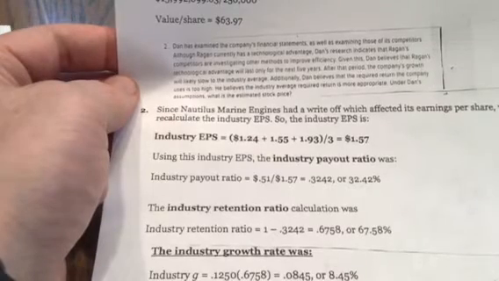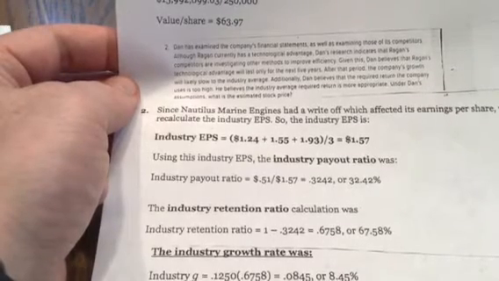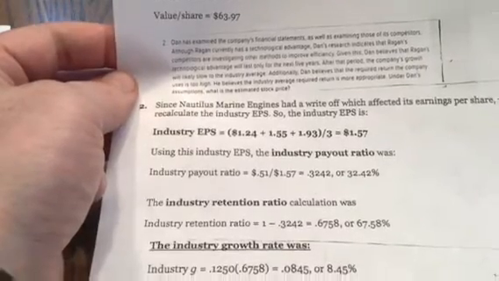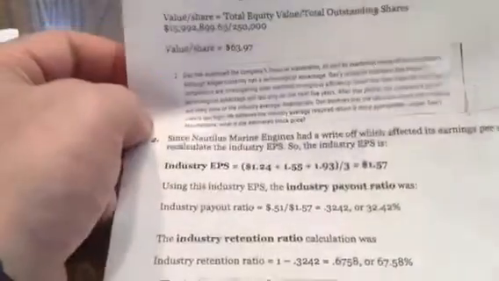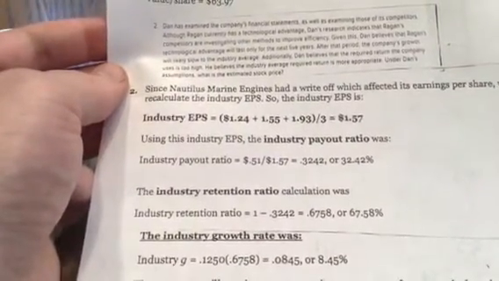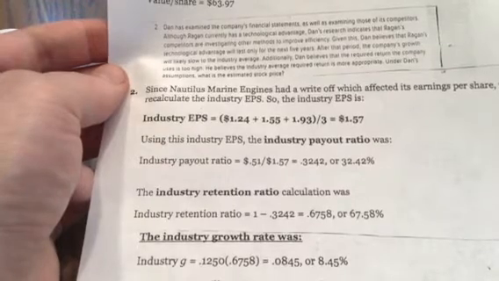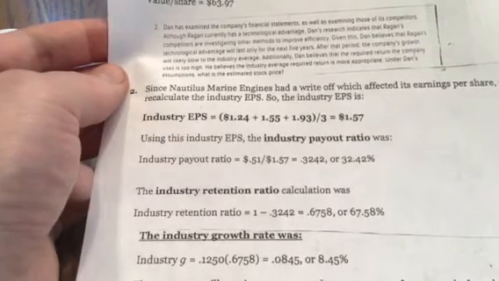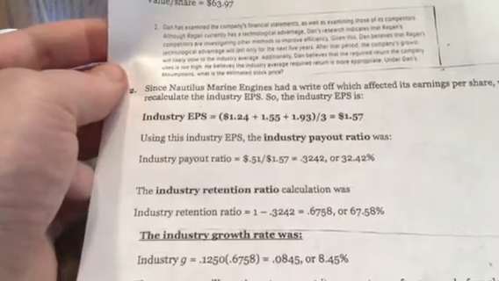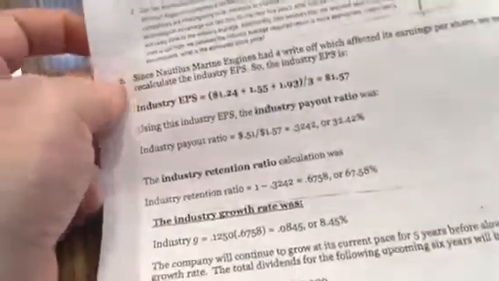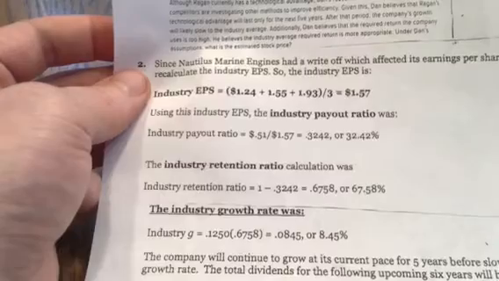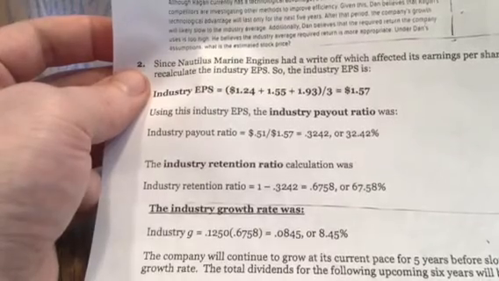Then we used the industry earnings per share. The industry payout ratio was 0.51, which was back on the graph on the previous page, and we divide that by our new earnings per share, 1.57, and we get 32.42%. We take the industry retention ratio calculation, which is 100% minus 32.42%, and we get 67.58%.